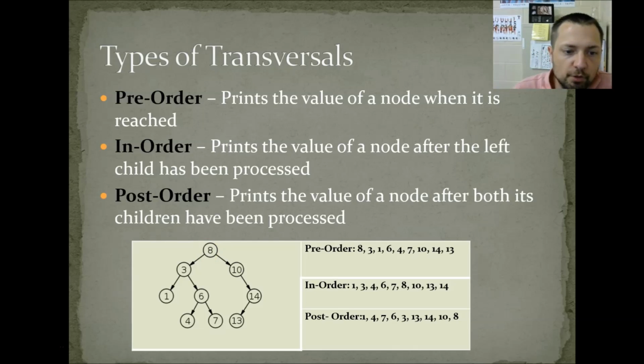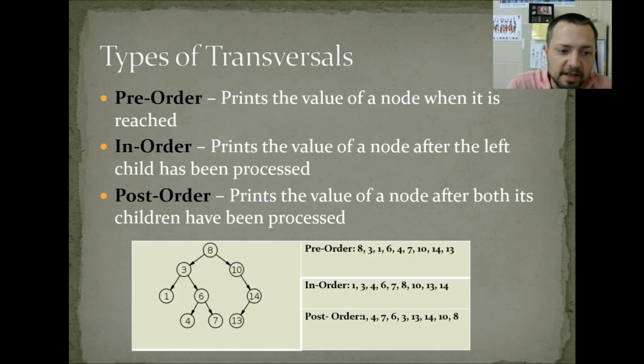For a post order, you only print after you've processed all children. So I go this way. I print 1. I print 4. 7. Now I can print 6 because I've done both children. Now I can print 3. Cannot print 8 yet. Nope. So I print 13, 14, 10, 8. And that's how my orders work.